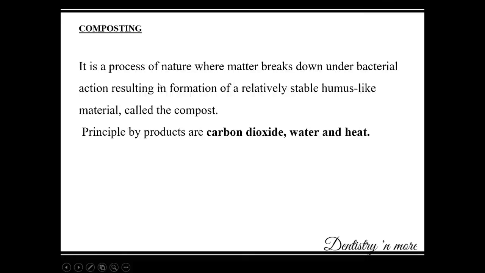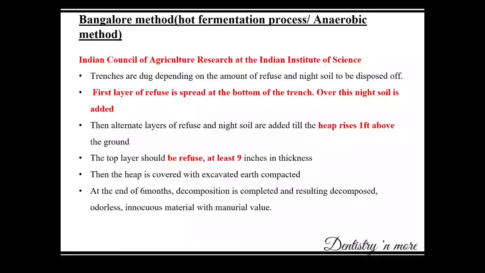So composting is a process where we use only degradable things to make a humus-like material known as compost. Mostly the byproducts are carbon dioxide, water, and heat. But when we mix non-degradable substances like plastic with this, the byproduct is not carbon dioxide. Instead, there will be formation of methane, which causes global warming.